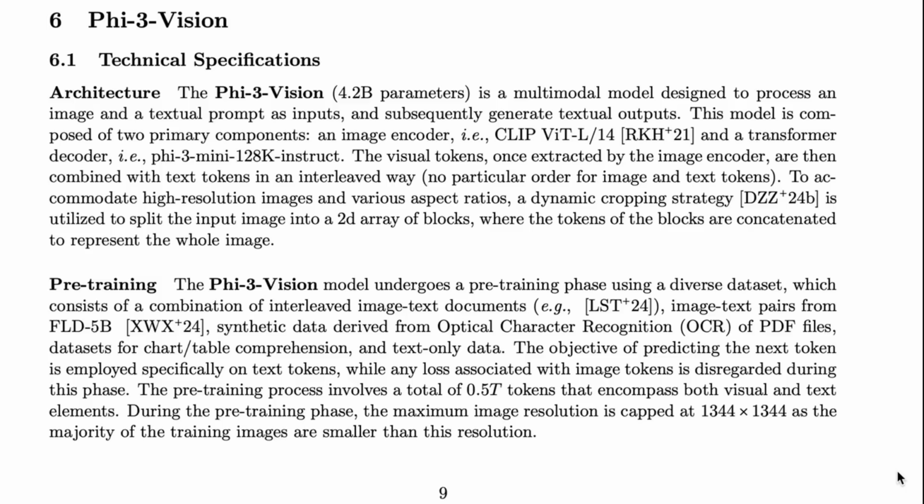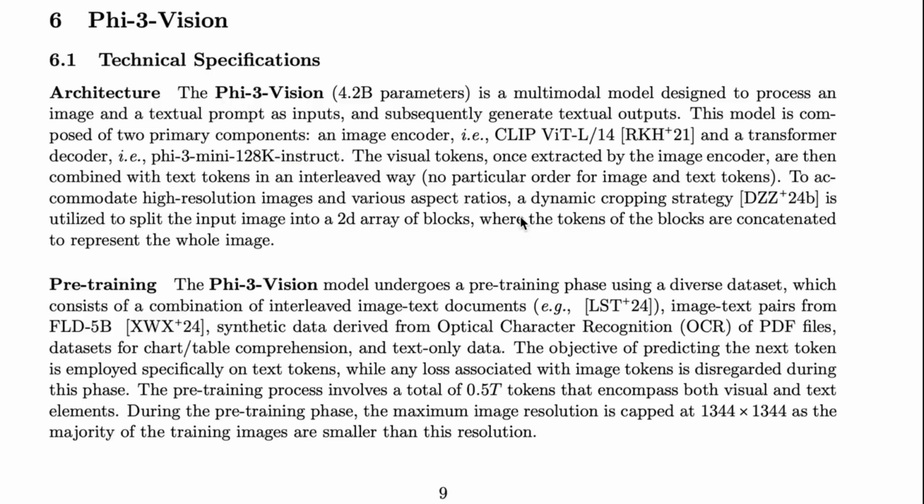So when we look at the technical specifications for Phi-3 Vision, sure enough, we can see in here that it's kind of similar to PaliGemma in that they've got an image encoder, which I explained in the previous video about that. So they're using a CLIP encoder here. And then they've got a transformer-based language model. In this case, they're using the Phi-3 Mini 128K Instruct.